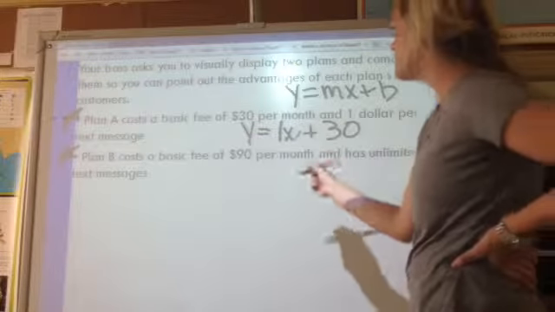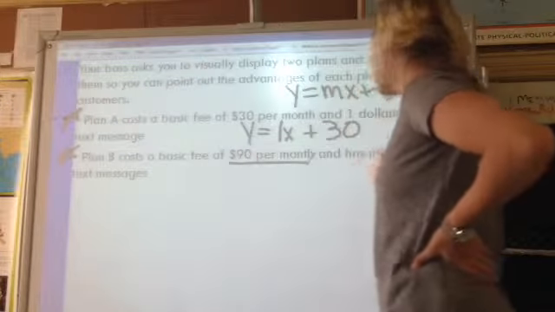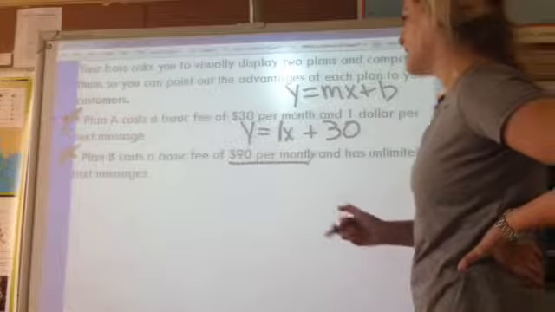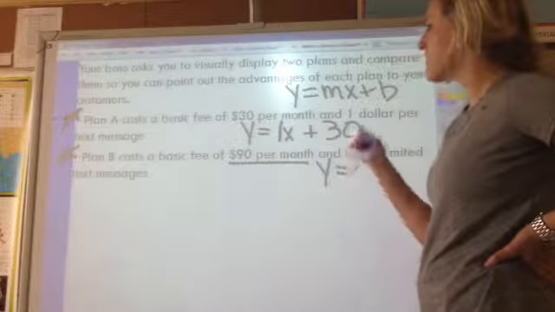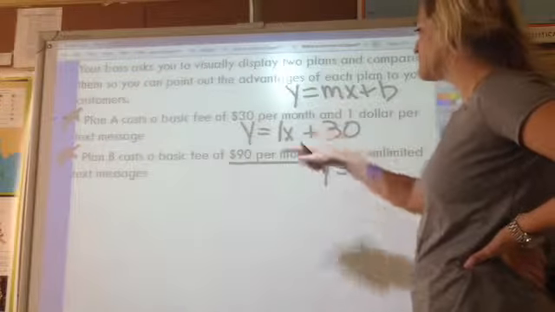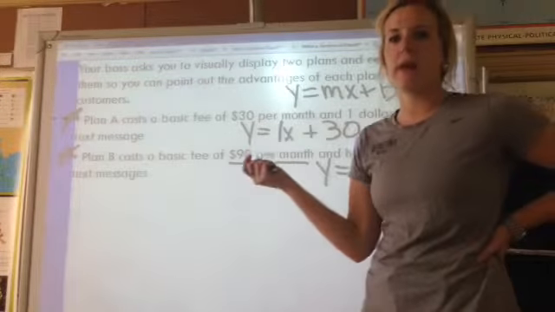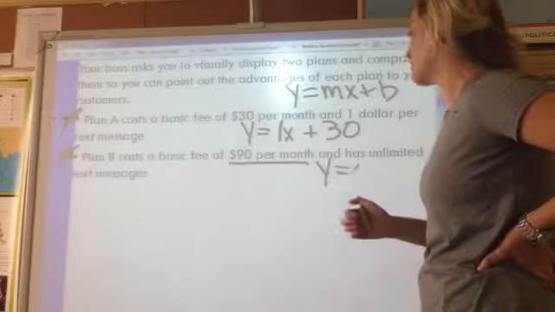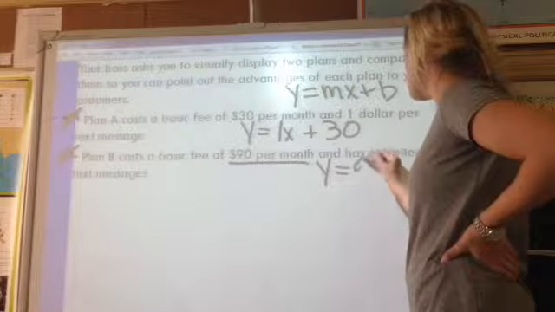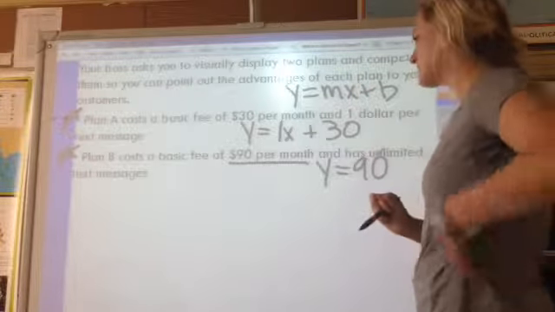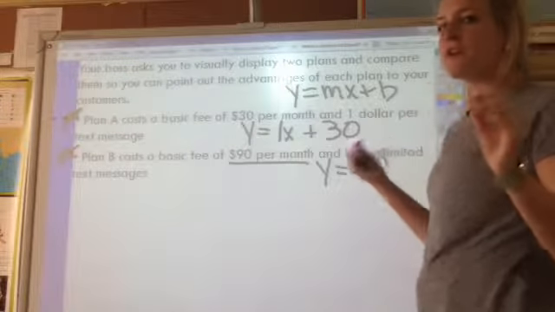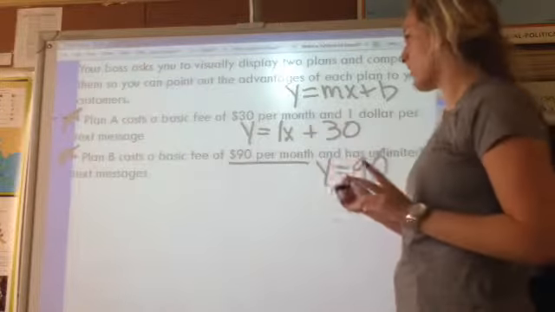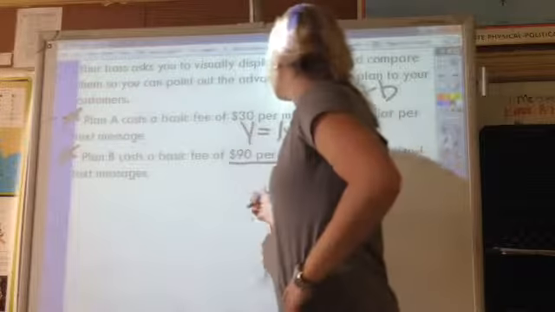Plan B costs a basic fee of $90 per month and has unlimited text messages. This one's going to be different because I don't have anything that's increasing. There's unlimited text messages. I could text all day long, and it's still going to cost $90 per month. So my equation here, I'm just left with y equals 90. Again, I want to represent this in a table to figure out what my solution to this system is. So I'm going to go ahead and do that.